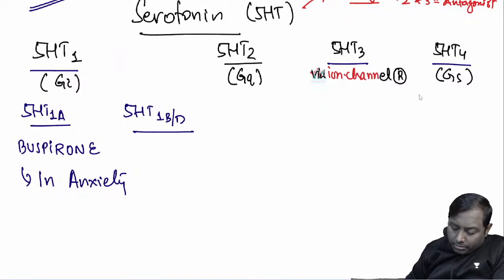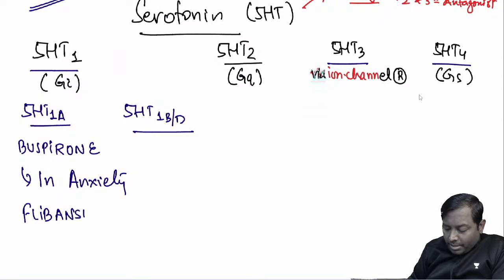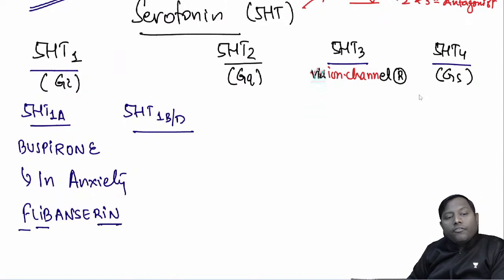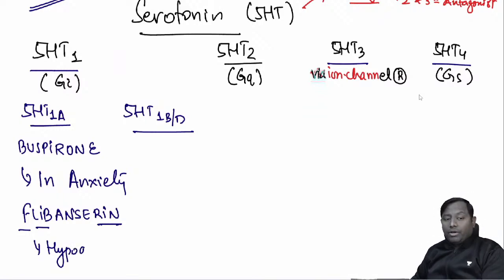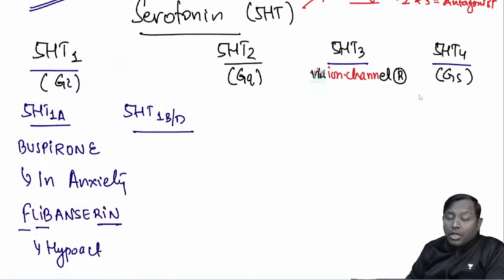There is one more drug here known as flibanserin. What kind of drug is this? It is a drug that increases libido in females. It will be mainly utilized in hypoactive sexual desire in females. It has a dual role. One role is 5-HT1A agonist and the other is 5-HT2A antagonist. Hypoactive sexual desire in females.